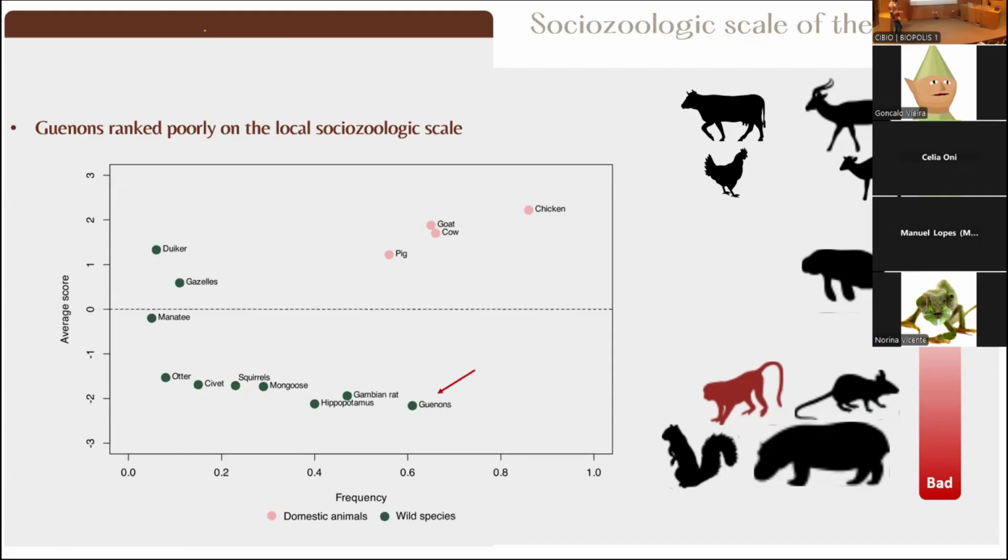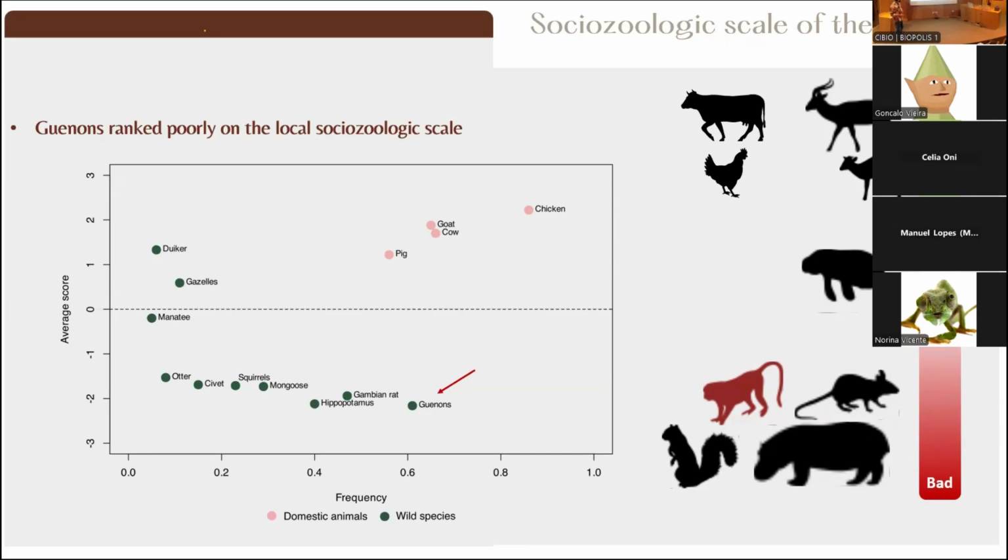So basically here, the domestic animals are great. They have high likability scores, particularly the chicken, and they are mentioned very, very frequently. So basically, as you can see here, almost everyone mentioned the chicken as being good, at least one time.